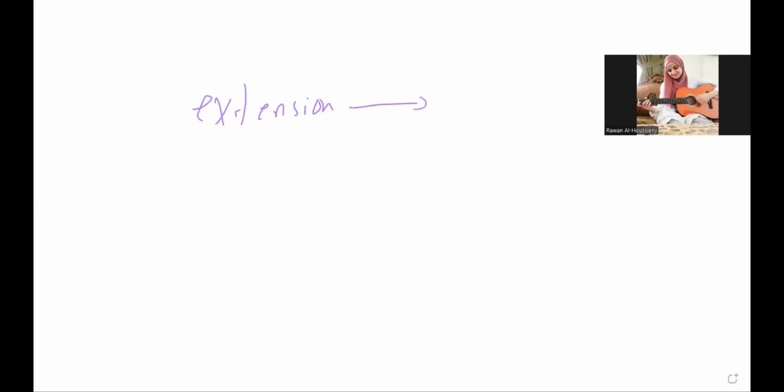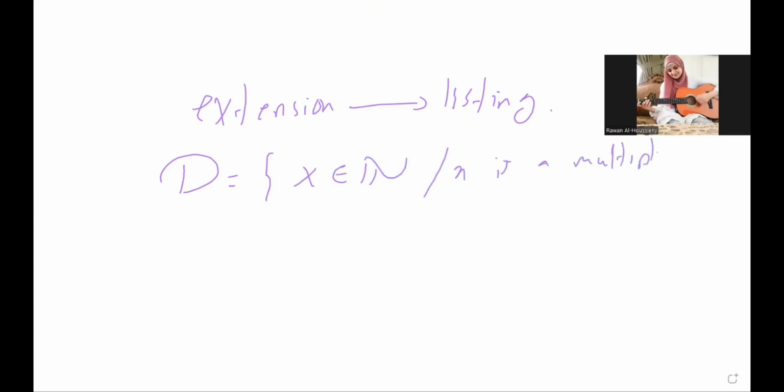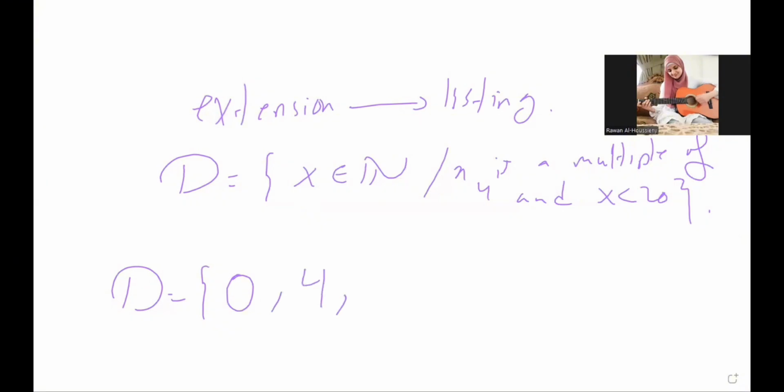Expansion form, it's about listing. يعني أنا بدي أسمي الأرقام اللي موجودين عندي بقلب الset. Supposedly we have the set D for x belongs to n such that x is a multiple of 4 and x is less than 20. طيب in this case هلا بدي أكتب جدول الضرب تبع ال 4 بس الأرقام بدها تكون أصغر من 20. So first we have 0 بيرجع عنا 4 then 8 then we have 12 then 16.